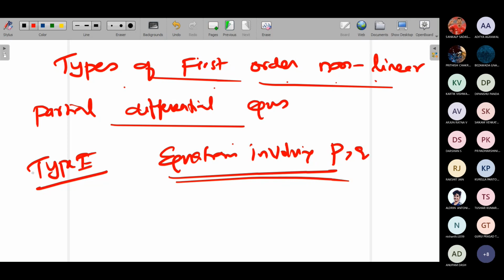So what is our type? It is type 1. So we have f of p comma q is equal to 0. This is your given equation. So equations involving p and q only. No x, no y and no z. Whenever you have this type of equation, how are you going to find the solution?